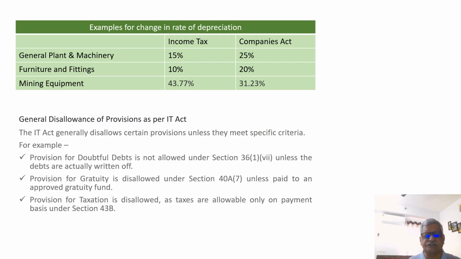General disallowance of provisions as per the IT Act. The IT Act generally disallows certain provisions unless they meet specific criteria. For example, provision for doubtful debts is not allowed under section 36(1)(7) unless the debts are actually written off. Provision for gratuity is disallowed under section 40(a)(7) unless paid to an approved gratuity fund. Provision for taxation is disallowed as taxes are allowable only on payment basis under section 43(b).